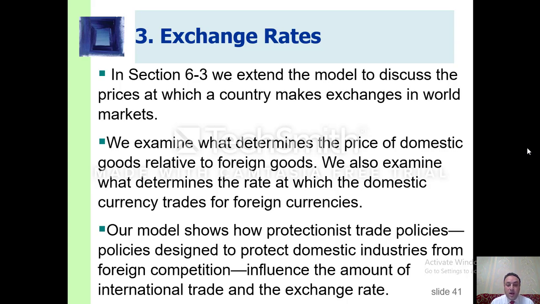Also, our model shows how protectionist trade policies like import quotas or subsidies, which are policies designed to protect the domestic industries from foreign competition, influence the amount of international trade and the exchange rate.